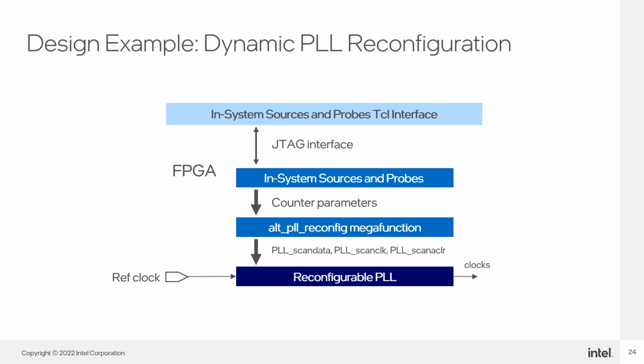An example of an ISSP use case is connecting up the ports of a reconfigurable PLL to the source's signals and make on-the-fly changes to how the PLL operates.